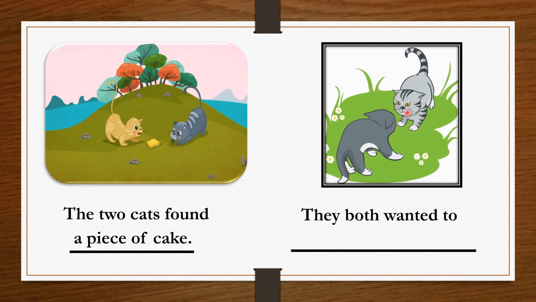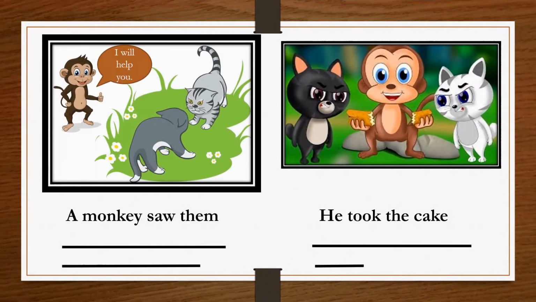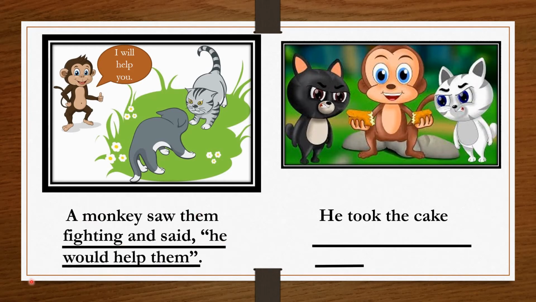What do you see in this picture? Yes, the two cats are fighting. So, they both wanted to eat it and started fighting. What do you see in this picture? The two cats are fighting, and here there is a monkey, and this monkey is telling, I will help you. So a monkey saw them fighting and said he would help them.